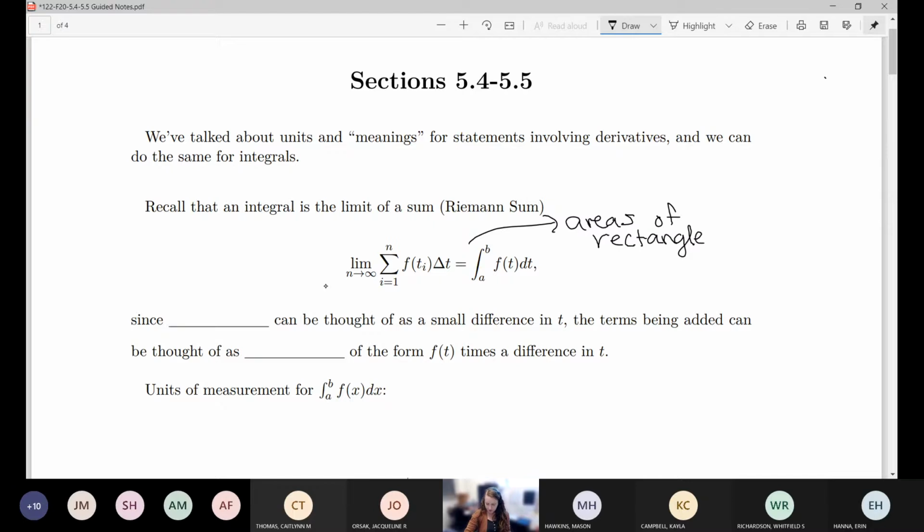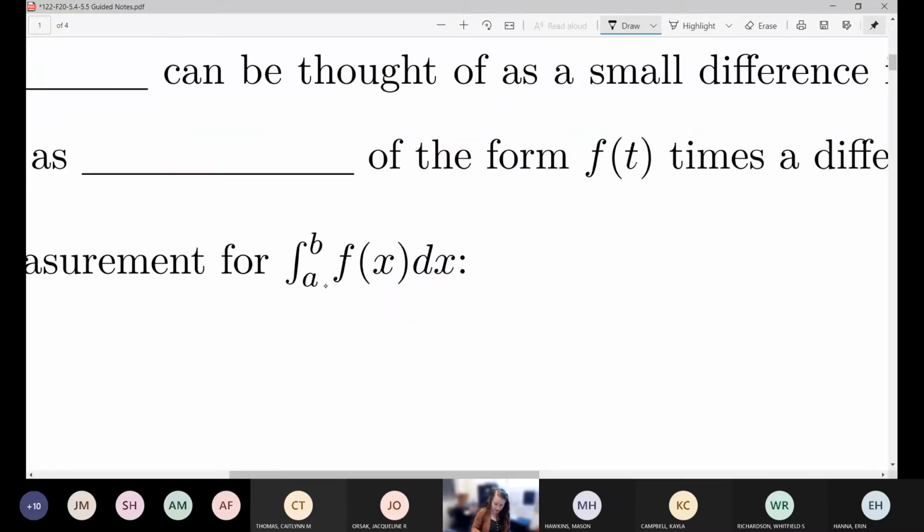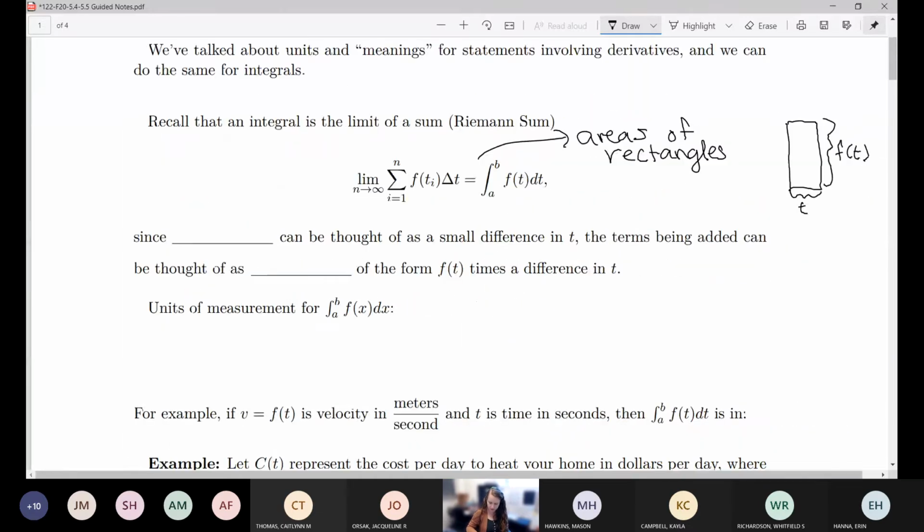If you think about this as actually being a rectangle, we had some width delta t and some height f of t. So technically we were adding up a bunch of things that were some f of t times delta t. Since that delta t can be thought of as a small difference in t, the terms that we're actually adding up in that sum can be thought of as a product of the form f of t times a small difference in t.